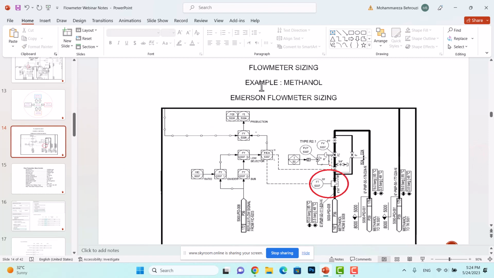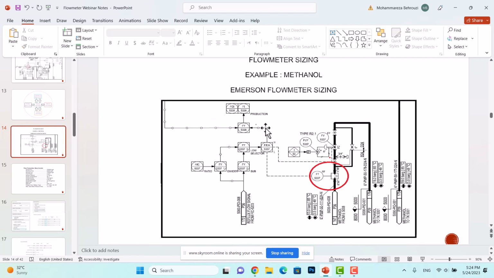Flowmeter sizing, example methanol, and the software which is going to be used is the software of Emerson Flowmeter Sizing. Of course, it is not a kind of software, it is a website, but when you work with this website of Emerson Flowmeter Sizing, you feel that you are working with a built-in software, and the output of this website is extremely accurate.